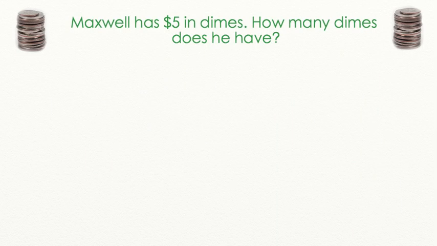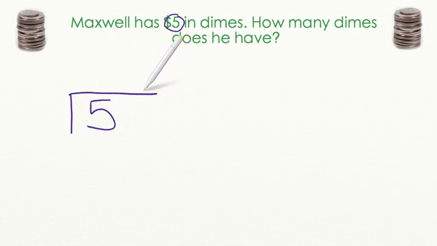Let's try a word problem together. Maxwell has $5 in dimes. How many dimes does he have? Well, let's start by writing out our problem. We know our dividend is going to be 5 wholes. So I'm going to write 5 wholes for my dividend.